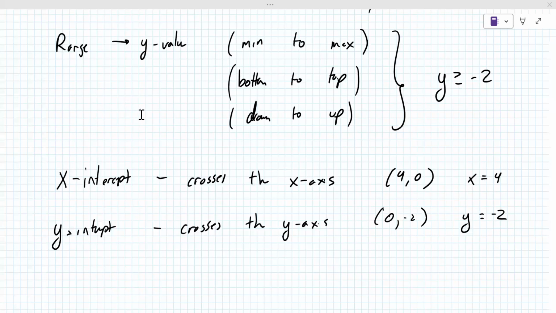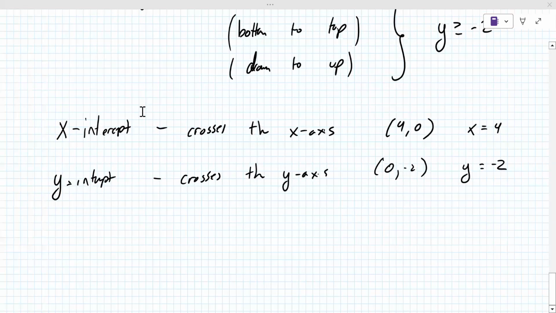Now, just to help guide you through doing some of these problems, they don't always have an x-intercept. They don't always have a y-intercept, but a lot of the times they do. So it's like the 80-20 rule. It'll work for a lot, but maybe not.